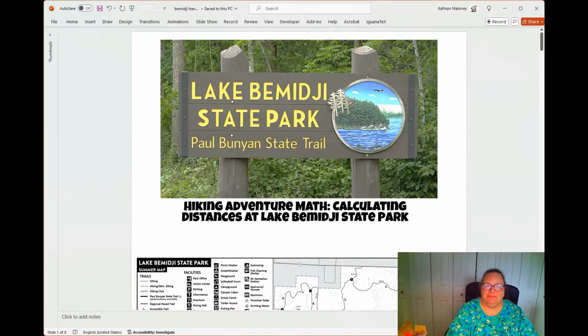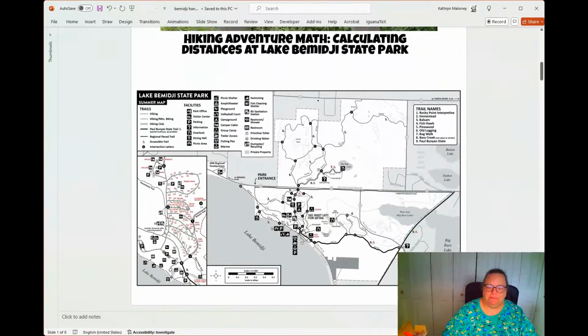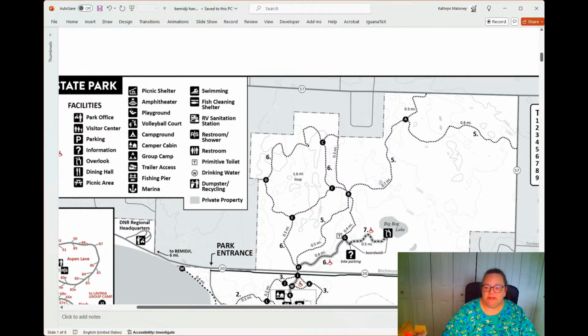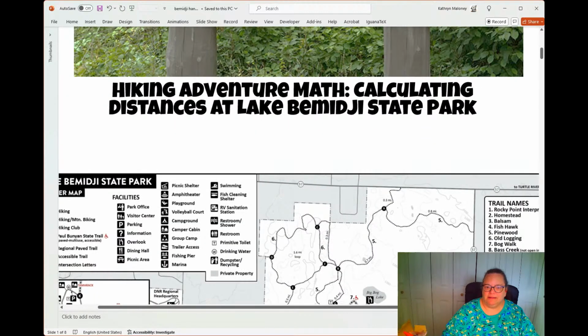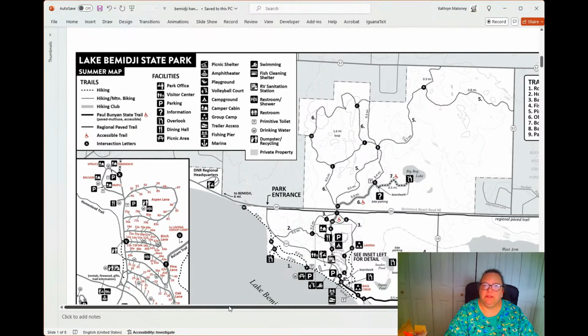Welcome to Lake Bemidji State Park. We're going to be doing some hiking today. This is called Hiking Adventures Math, calculating distances at Lake Bemidji State Park. And we're going to go down just a little bit, and I'm going to zoom in here. This is actually from Lake Bemidji State Park. This is the map. I'm going to put the link later on so you can get your own map.